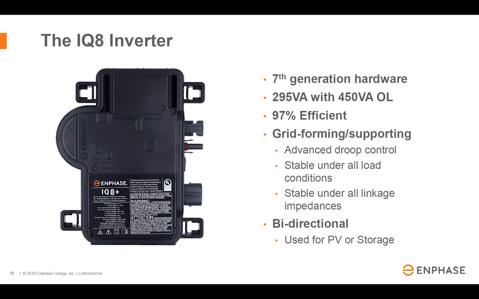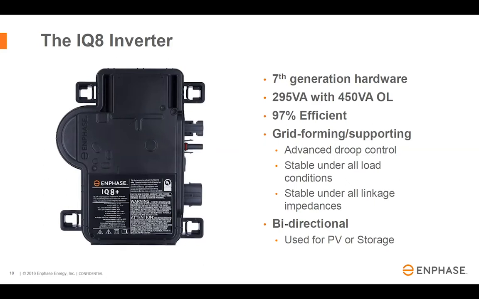Basically 295 VA steady state, 450 VA overload capability, which is a lot of power for us. It's probably a very, very small amount of power for most people here. 97% efficient, and this is the first inverter that has grid forming support capability in it. So we're actually going to be selling an inverter that has some of these controls embedded.